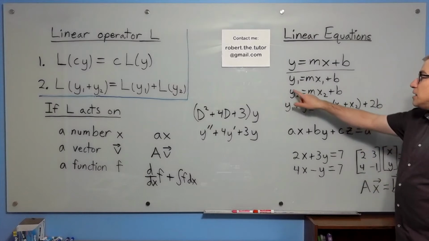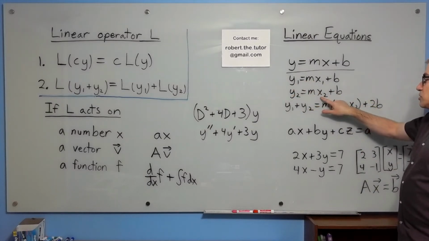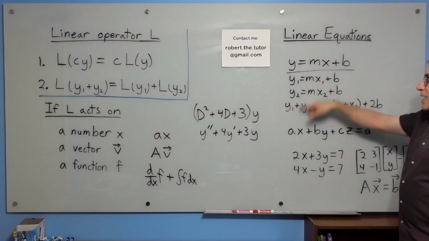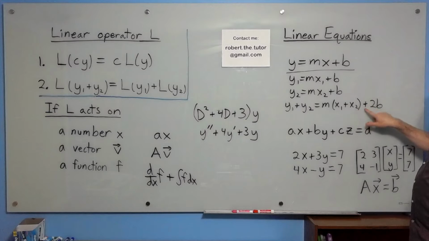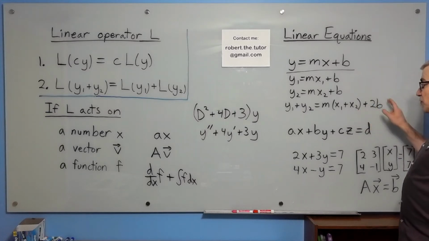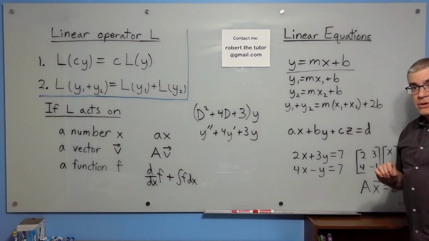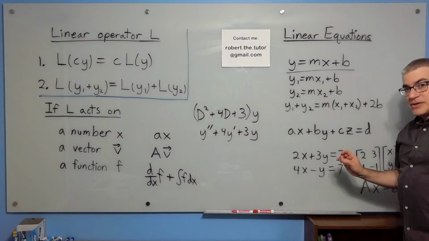Here's why. If y1 is mx1 plus b and y2 is mx2 plus b, when you add them together, you get m(x1 plus x2) plus 2b. The b messes it up. If the b is 0, you're fine. So the right-hand side of this is not actually a linear operator.